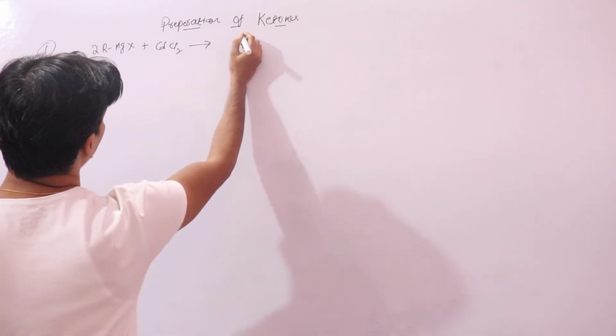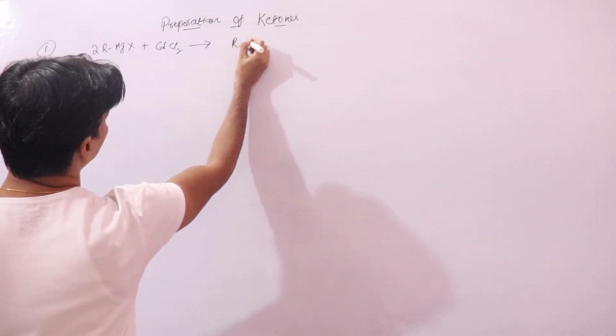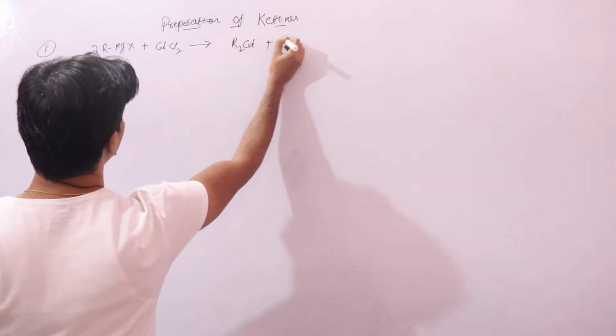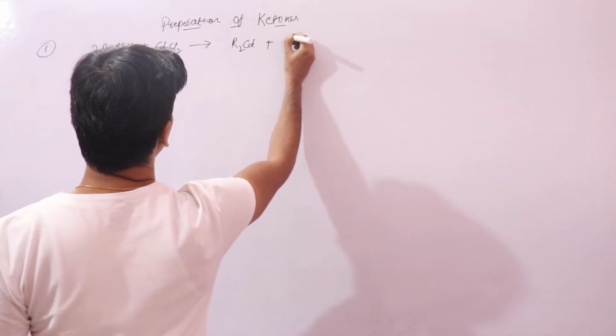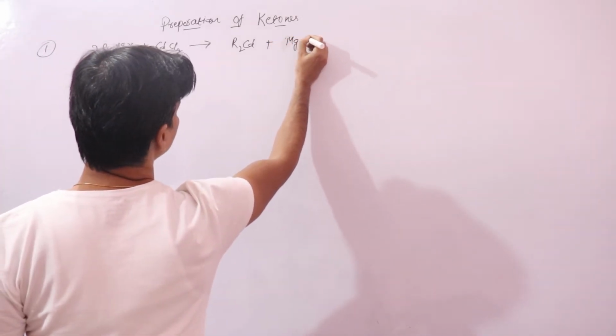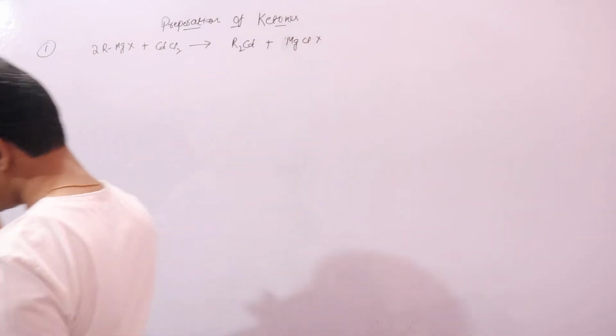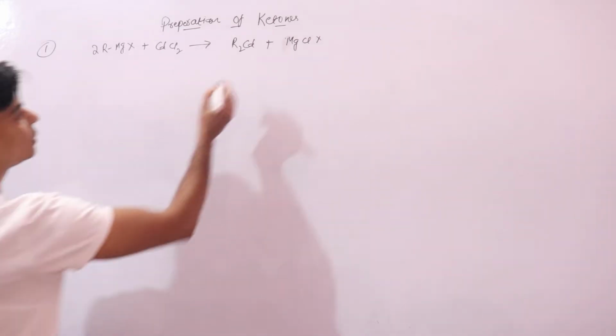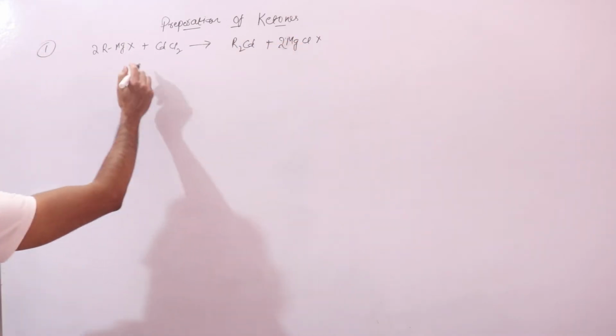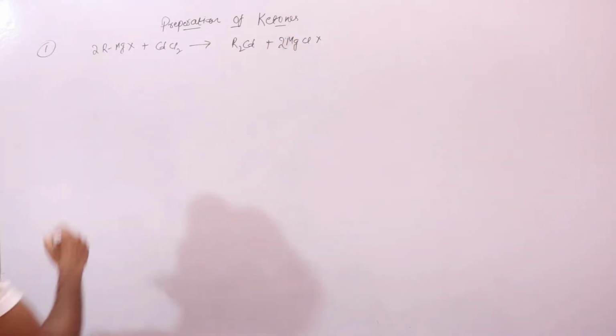It will form R2Cd plus MgClX. So this is how you will prepare dialkyl cadmium. Here you have two, here you also have two. So now let's prepare a ketone.